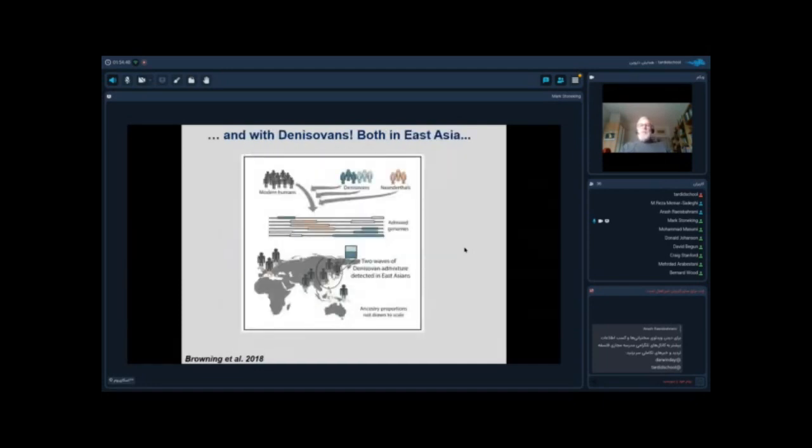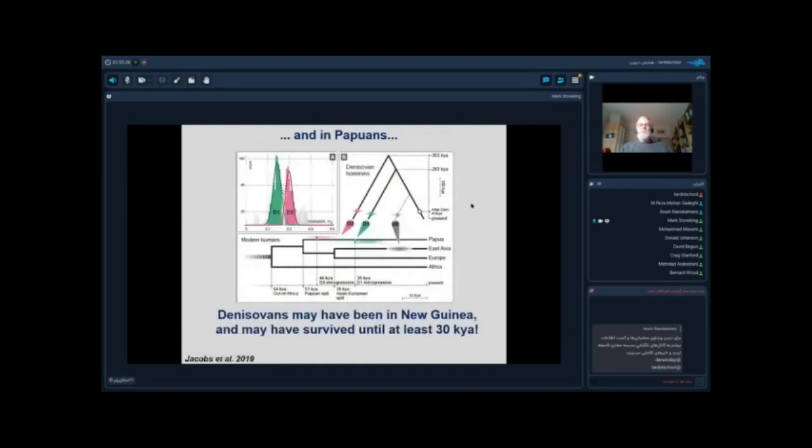We're also finding multiple episodes of interbreeding with Denisovans. East Asians were originally thought not to have Denisovan ancestry. Now we know they have a very tiny amount of Denisovan ancestry, around 0.2%. And moreover, that seems to reflect at least 2 different pulses of Denisovan gene flow in East Asians. It's really remarkable. We also see this in Papuans now, at least 2 pulses of Denisovan gene flow in Papuans. And the most recent of these is dated to about 30,000 years ago.